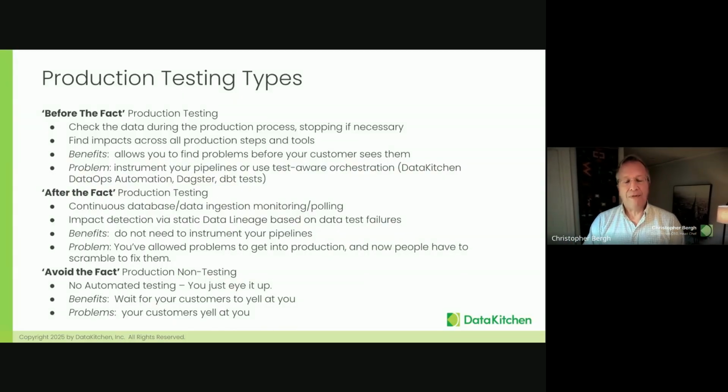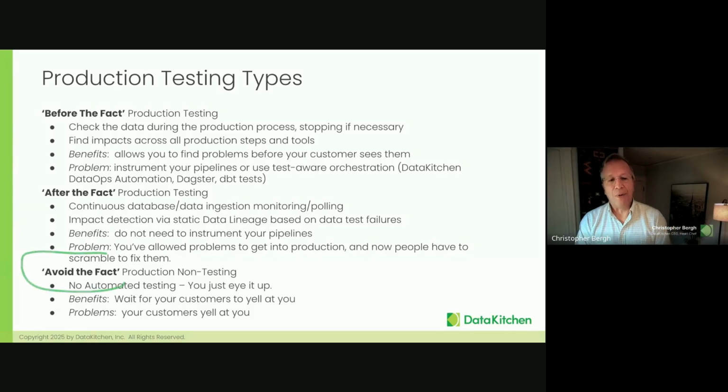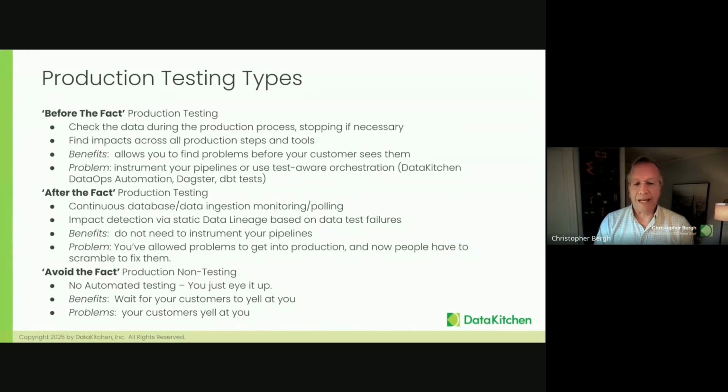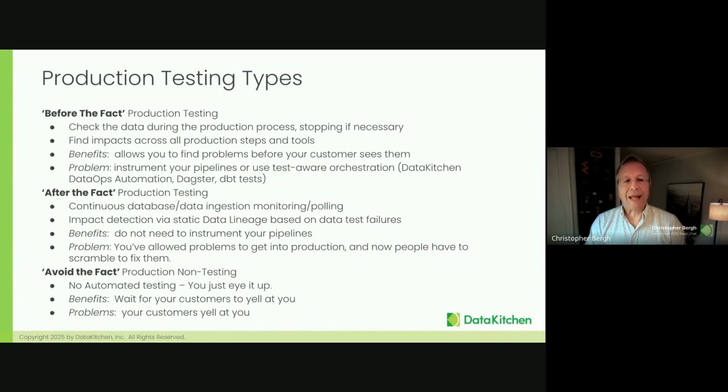The problem is you've actually allowed problems to get into production, and now people have to scramble to fix them. But at least you found them, right? It's better than the bottom, where I'm just avoiding it and eyeing it up, looking at it, waiting for my customers to yell. And so these are the three different categories or types of production testing.